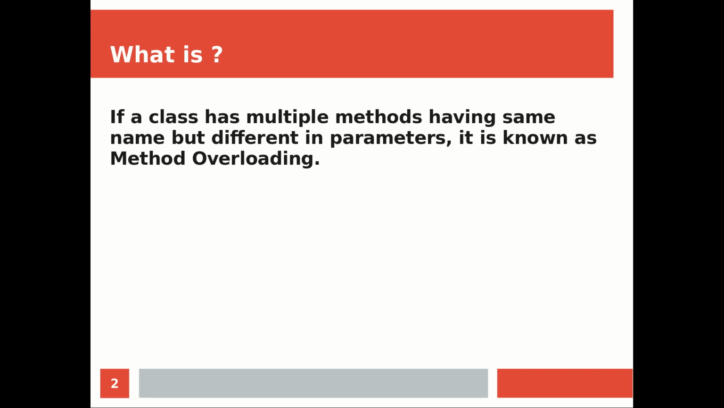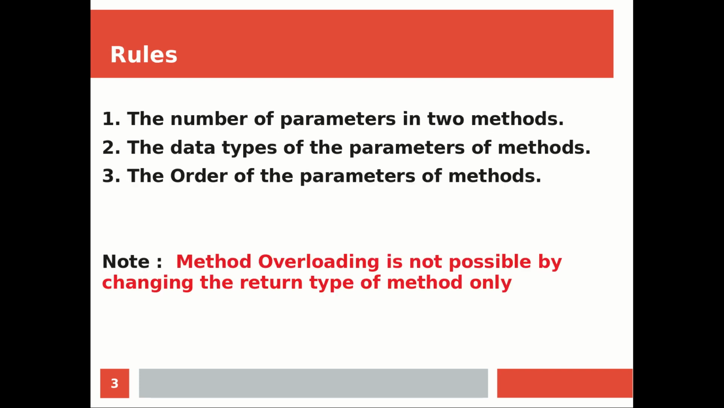Now we can discuss what the rules are here. There are 3 or 4 rules majorly. The first rule is that the number of parameters in two methods needs to be different. Let's say I have 2 methods: in one method we have 2 input parameters, in another method we have 3 input parameters, so that's a different number of parameters. The second is that the data types of the input parameters need to be different.